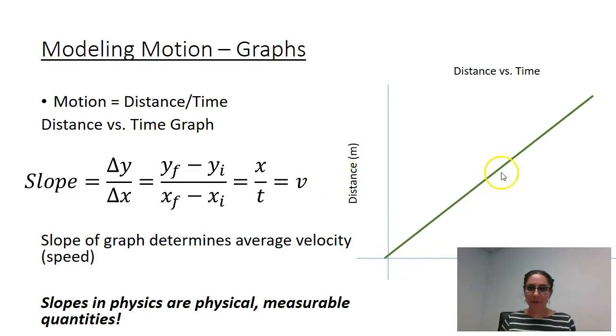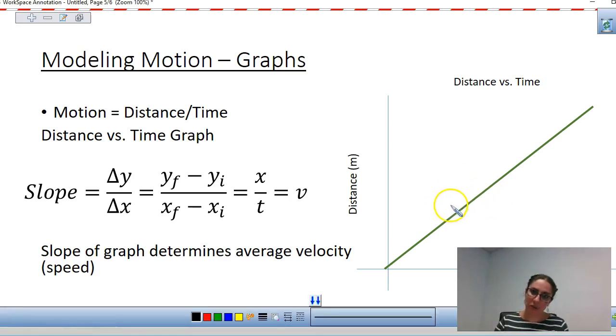And constant velocity, its characteristic on this graph is a straight line. Just like that. That's its characteristic, that straight line.